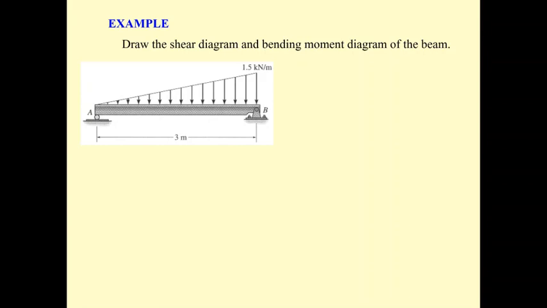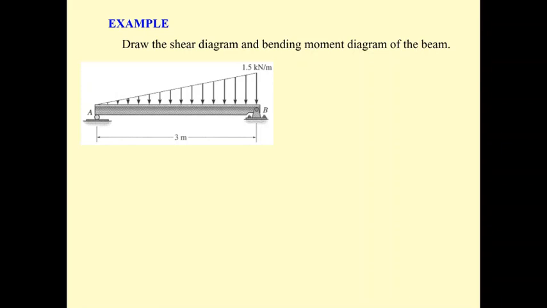Okay, go to the next example. This example, like the previous one we discussed before, is subjected to the triangular uniformly distributed load of 1.5 kilonewton per meter. B is a pin, so we're going to have B sub x and B sub y. A is a roller, so we're going to have A sub y over here. By drawing the free body diagram of this beam and using the equations of equilibrium, we will get the reactions.